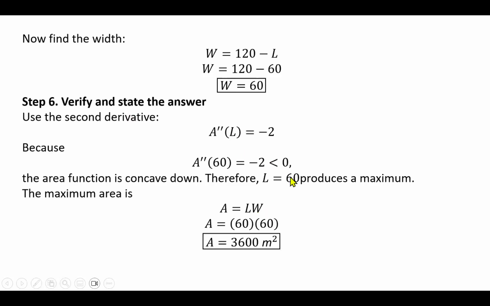And this is how I verify that indeed these numbers give me the maximum. If you evaluate the second derivative at 60, it gives you -2. The second derivative test says that if the second derivative is negative, that is a local maximum. So I know that I'm going to have the largest area, the maximum area possible, when I choose a length of 60 and a width of 60. And this would be the area.